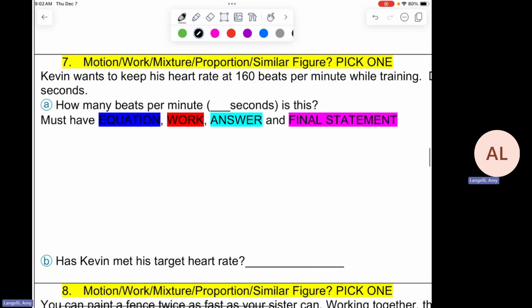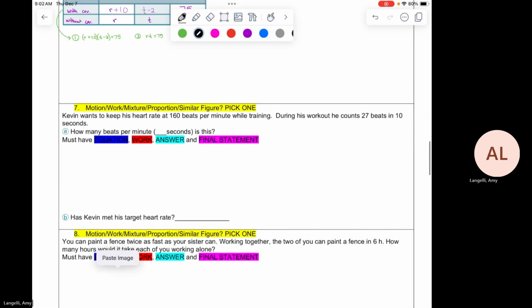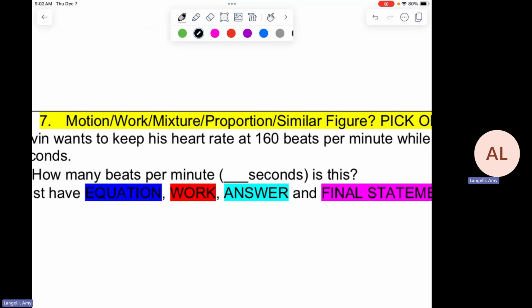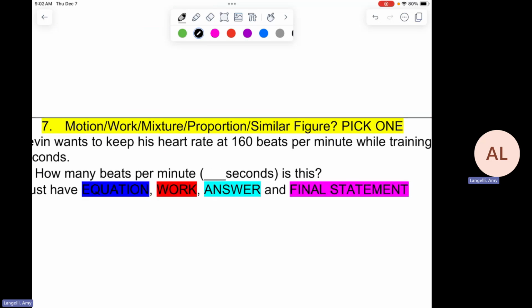Kevin wants to keep his heart rate at 160 beats per minute while he's training. During his workout, he counts 27 beats in 10 seconds. The question first is, how many beats a minute is this? Do you guys think that is motion, work, mixture, proportion, or similar figure? It is a proportion. Yep.